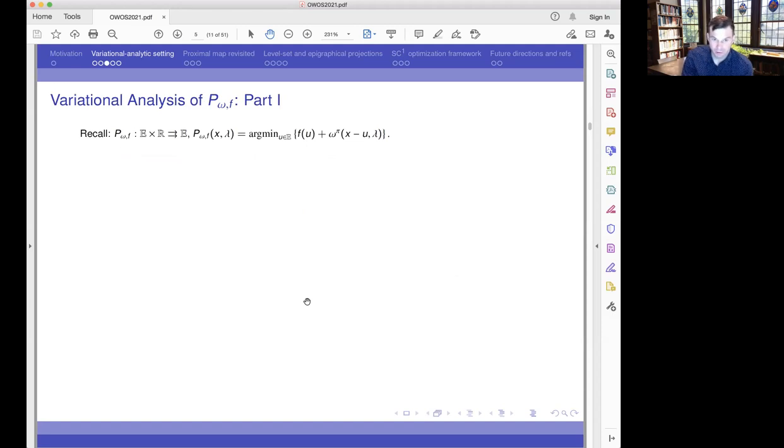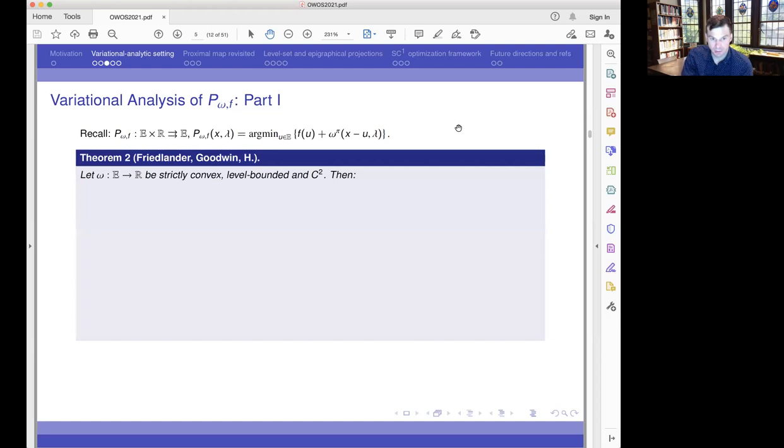So let's go back to our initial project of establishing the variational properties of this optimal solution function. For convenience, here's, as a reminder, the optimization problem that defines P omega F. Let's assume that omega is strictly convex and level bounded, which of course then gives us uniqueness and existence of P, at least for lambda positive. And let's also assume it's C2. Then, as I said, the solution operator is single-valued. It's not a set-valued map really, if lambda is positive.